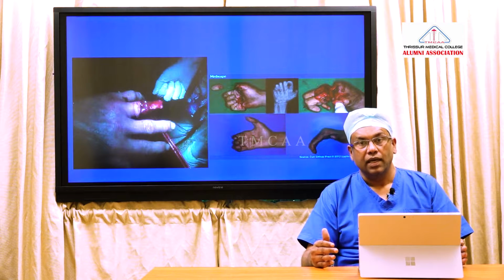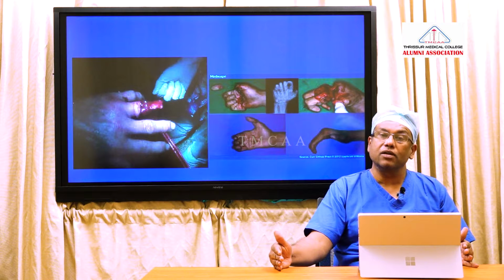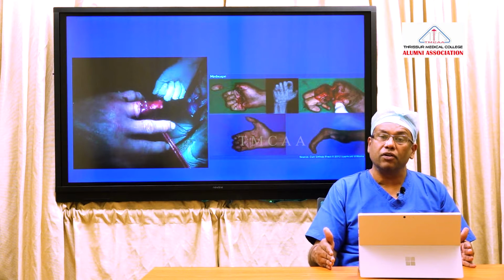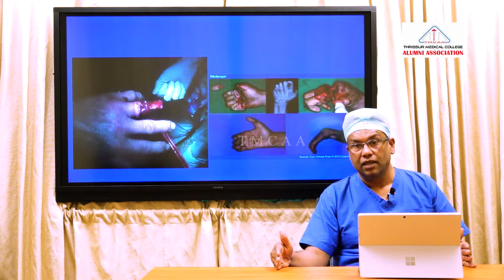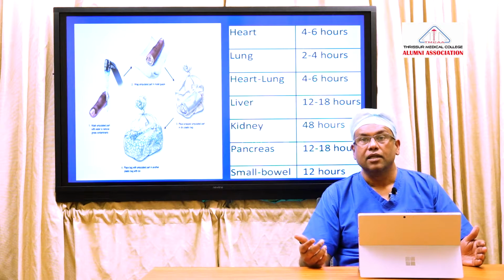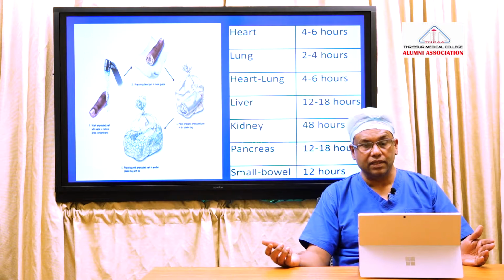What is it called? The time between the dismembering and the revascularization is called the cold ischemic time. Right? And the cold ischemic time is so pivotal because it varies with different organs and different systems, isn't it? For example, the cold ischemic time for the heart is 4 to 6 hours. If it is lung, it is ideally 2 hours. If it is heart-lung, it is 4 to 6 hours. If it is liver, it is up to 12 hours. Kidneys, now I say 48 hours, but ideally it is 12 to 18 hours.